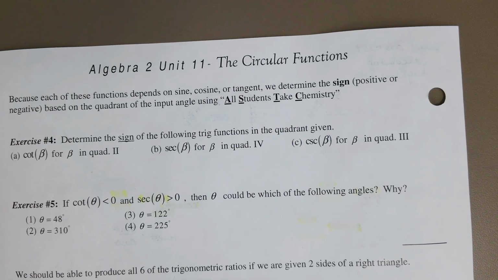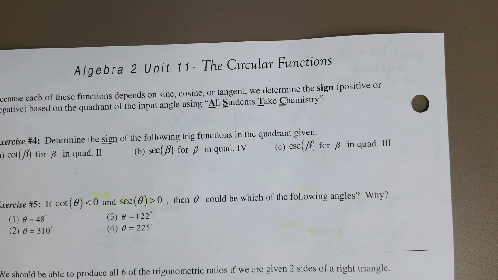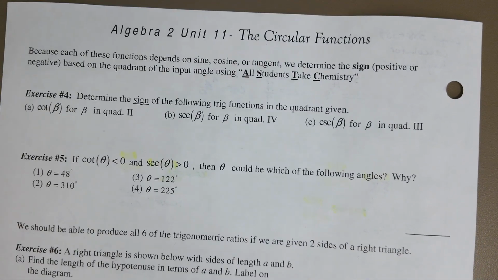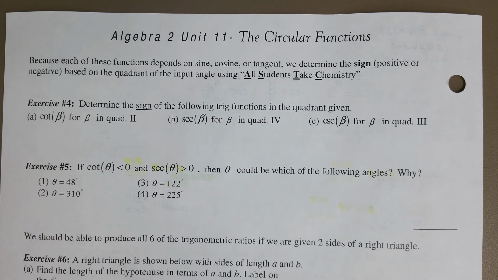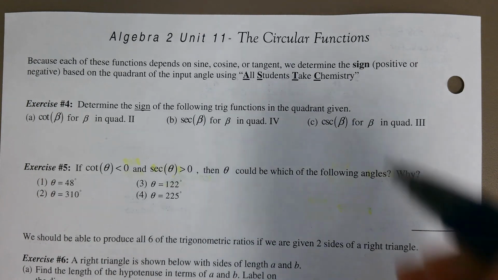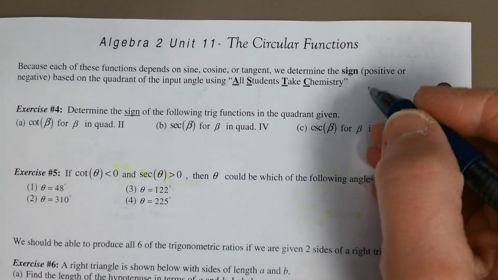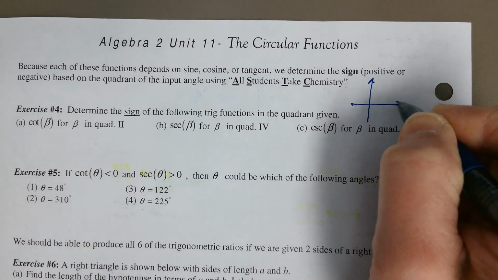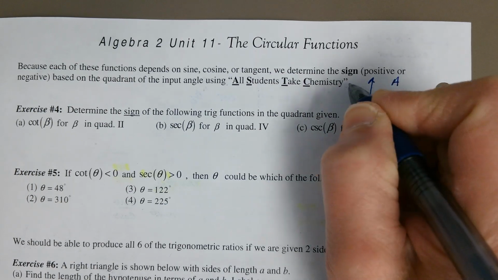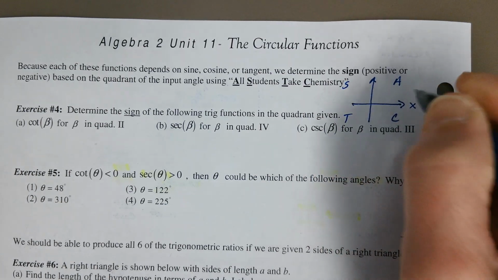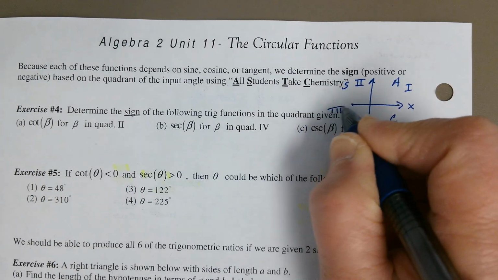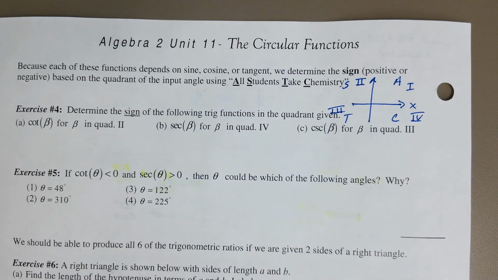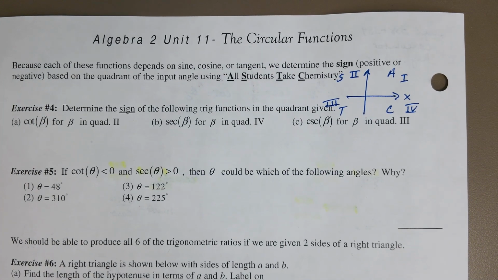Because each of these functions depends on sine, cosine, or tangent, we determine the sign, SIGN, positive or negative, based on the quadrant of the input angle. Remember using all students take chemistry? Let's just draw an X and Y axis. All students take chemistry. Our quadrants 1, 2, 3, and 4. Determine the sign of the following trig functions in the quadrant given.